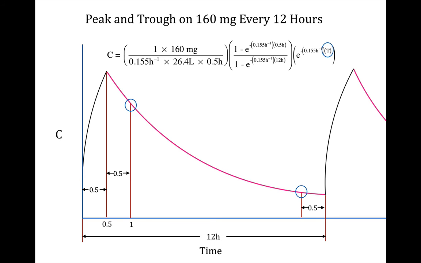Next, we're going to find out the trough concentration, which occurs 0.5 hours before the next dose, which would be at hour 11.5 in this interval. So if we were solving for the concentration at trough, we would be putting in 11 hours into the capital T portion because it occurs 11 hours after the end of the 0.5 hour infusion.